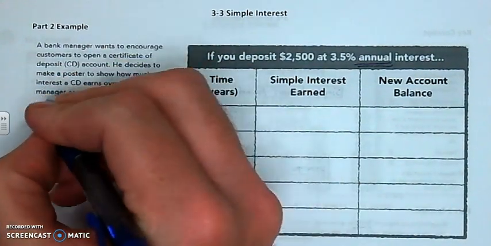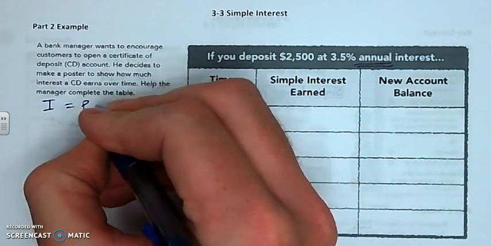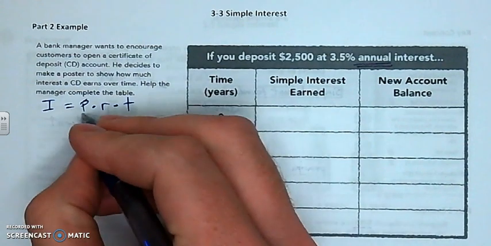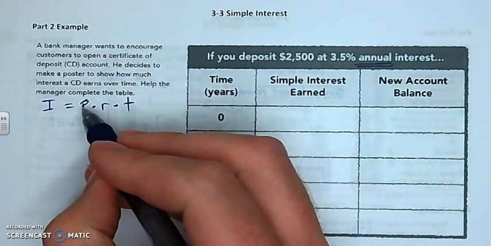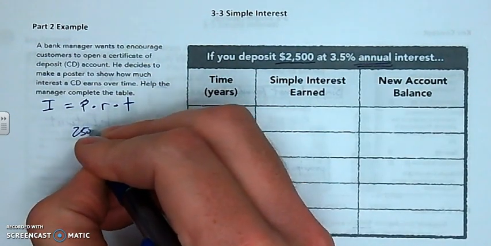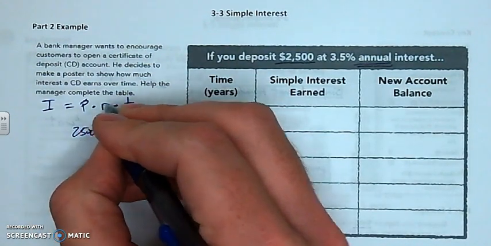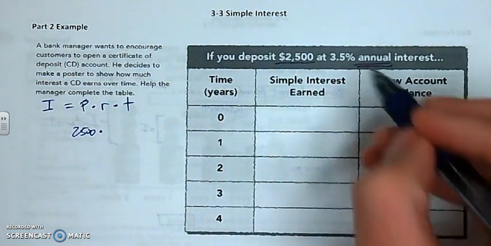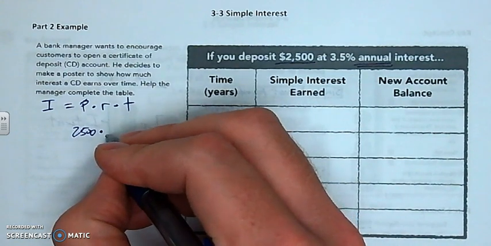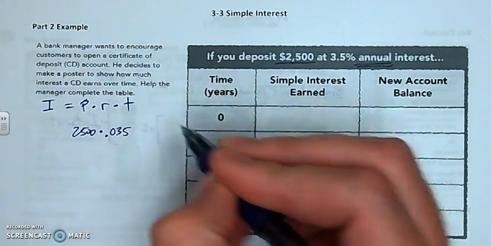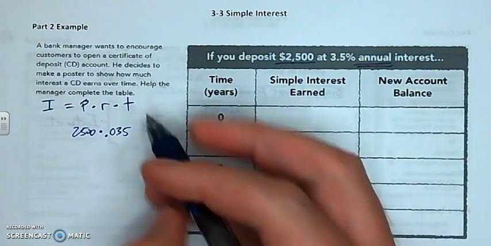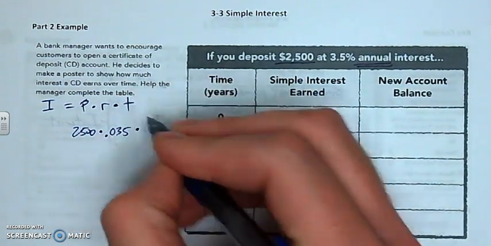So we're going to have to use our interest equals P times R times T equation. Okay, what's the principal here? What amount of money did we start with? Very good, $2,500. So let's put $2,500 right there. Let's multiply it by the rate. What's the rate? The interest rate we're earning, 3.5%. Let's write it as a decimal: 0.035. Be very careful. 3.5 divided by 100 is 0.035.